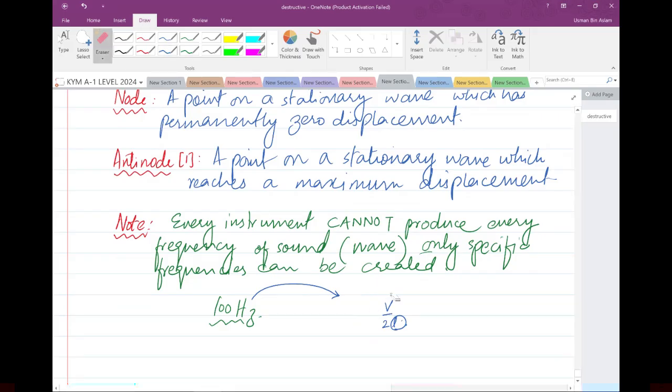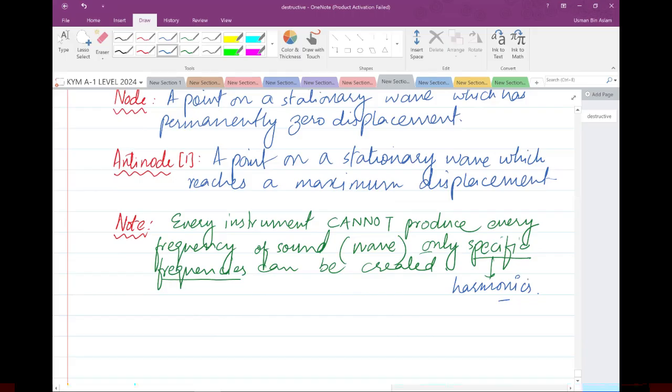So every musical instrument cannot create every frequency. It can only create specific frequencies, and these frequencies are called harmonics. Harmonics. Do you get that? Yes.